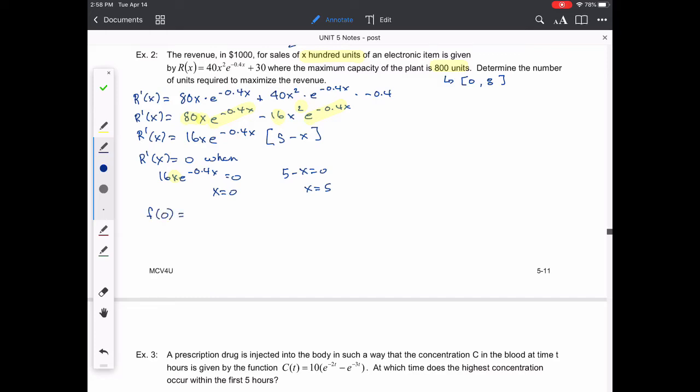So the next thing I'm going to do is plug it back into the function. I'm going to say f of 0. If I make x equal to 0, the e to the exponent is going to go to 1. The 40x squared is going to go to 0. So basically that's going to go to 30.